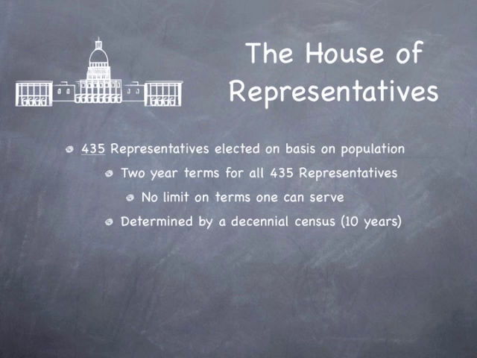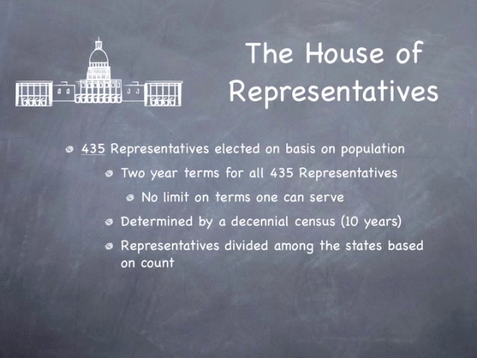It is determined by a decennial census. Hey, that's every 10 years. We just had one, not too long ago, at the beginning of this year, to figure out how many representatives the state of Michigan will have. Representatives are divided among the states based on count. As of the 2000 census, Michigan had 15 reps, and that was one less from the 1990 census. And that's because what? Well, people moved out of Michigan. Where did they move? Well, California picked up a representative, so we can kind of guess where that went.